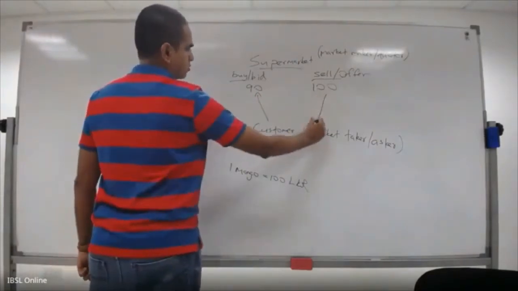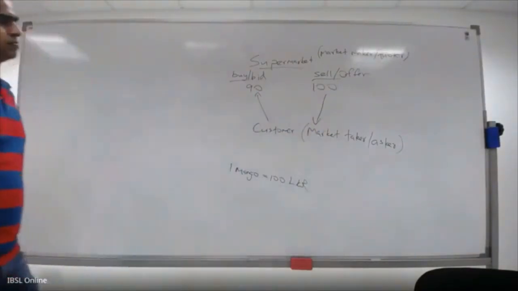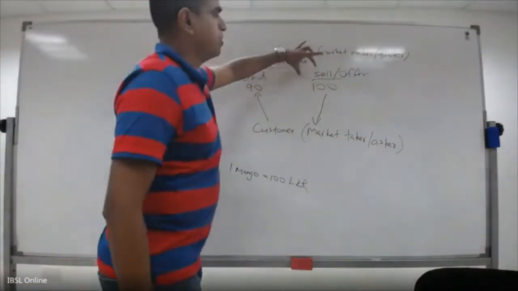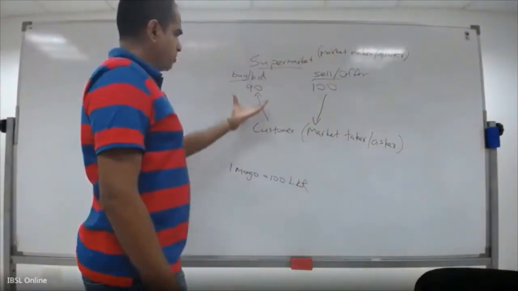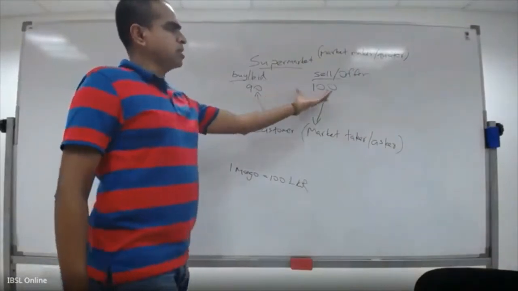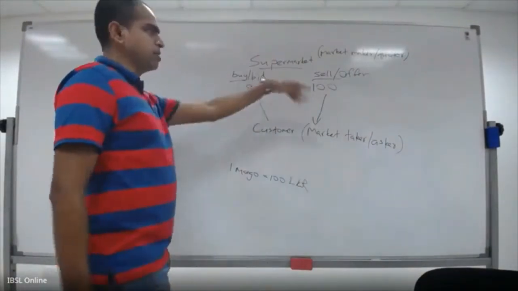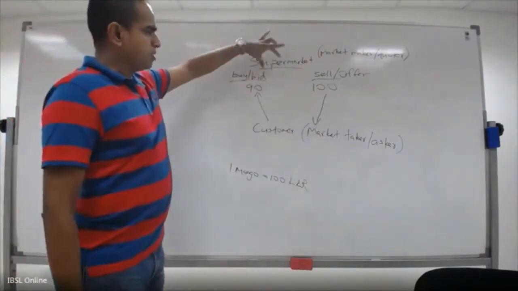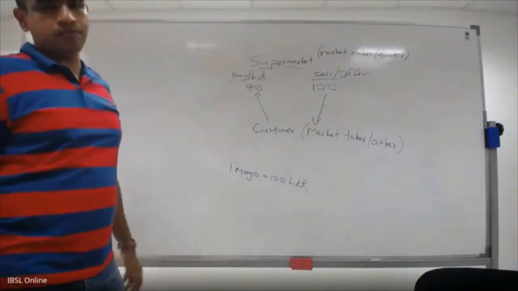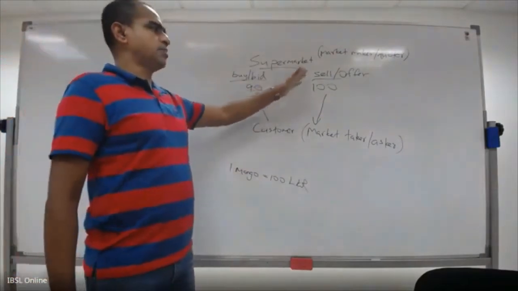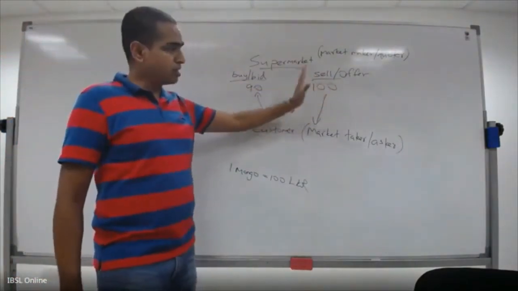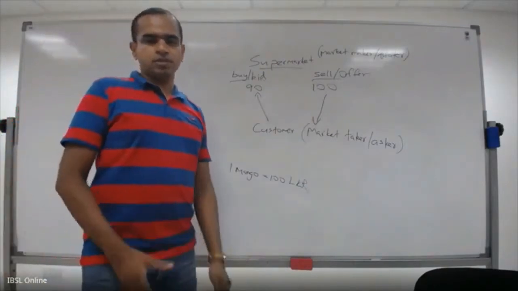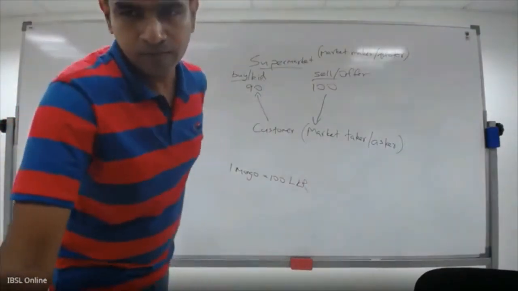He will buy mangoes from the supermarket at 100. Right? In other words, the supermarket will buy mangoes at 90 and they will sell mangoes at 100. So the buying price, the bid, is 90, the selling price, the offer, is 100. This is called bid and offer. So bid is the price at which the market maker will buy the base currency. Offer is the price at which the market maker will sell the base currency. Bid and offer. Understood?